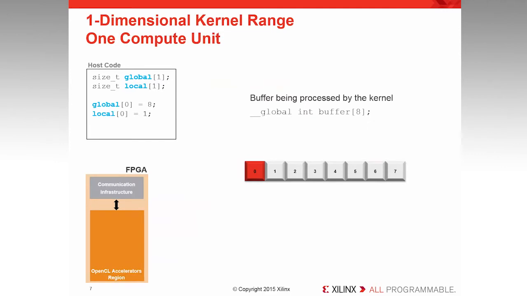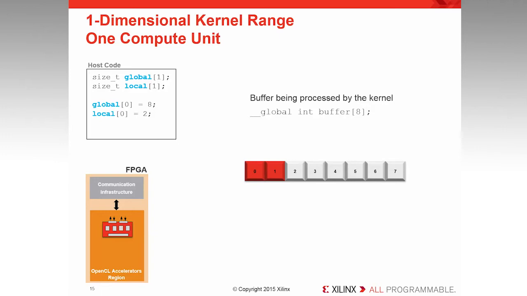In the first example, the FPGA is programmed with one compute unit. Because the work group is size 1, the compute unit fetches and processes one element at a time, starting at element 0 from the array. When the work group completes, the next element is fetched and processed by the compute unit until the entire array is traversed, resulting in a total of 8 consecutive work groups.